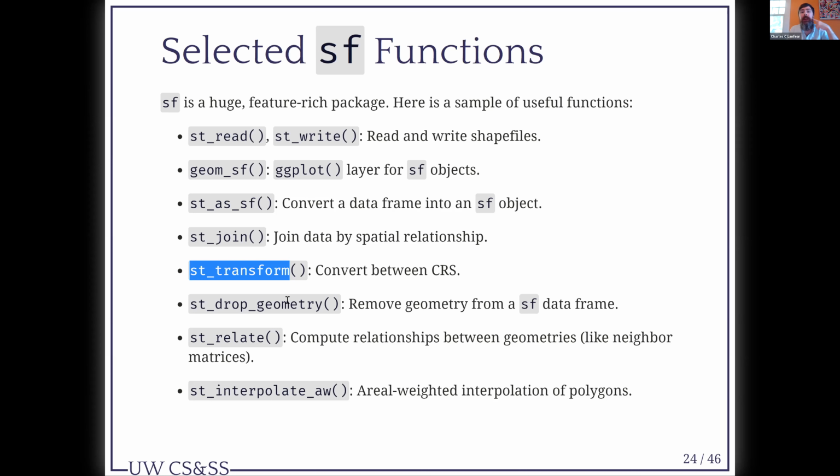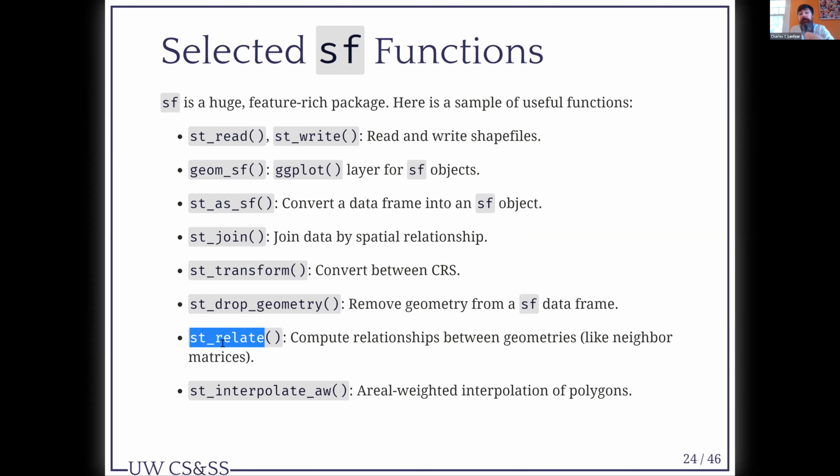If you want to remove a geometry from an SF data frame, maybe you've done your spatial join and after that you just need to run some models with it and you don't want it to have a geometry column anymore, there's a specific function for removing the geometry column called ST drop geometry. Pipe your data into it, it'll kill that geometry column.